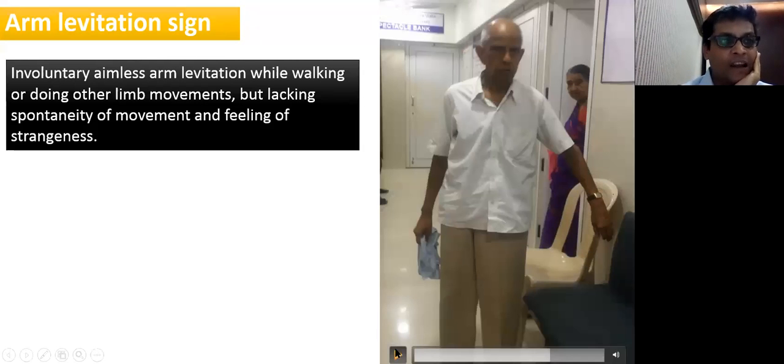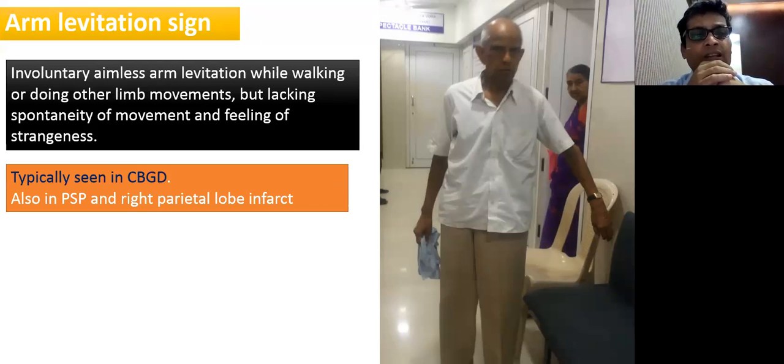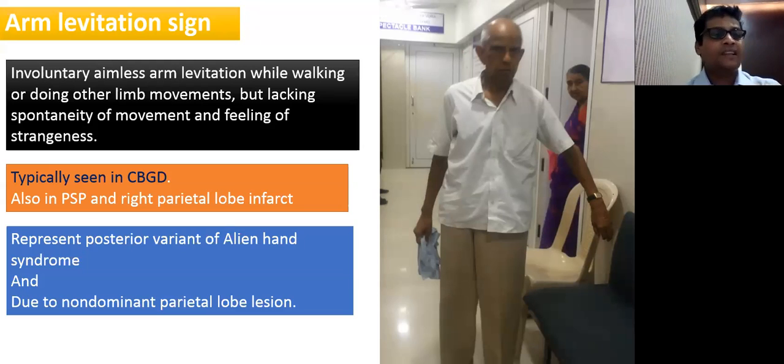Involuntary aimless arm levitation while walking or doing activity with the right hand, but they don't give history of disownership of the upper limb or feeling of strangeness like typical alien hand history. It is typically seen in corticobasal ganglionic syndrome, also in PSP. So it represents the posterior variant of the alien hand, as we just discussed, and it is because of right parietal lobe dysfunction.